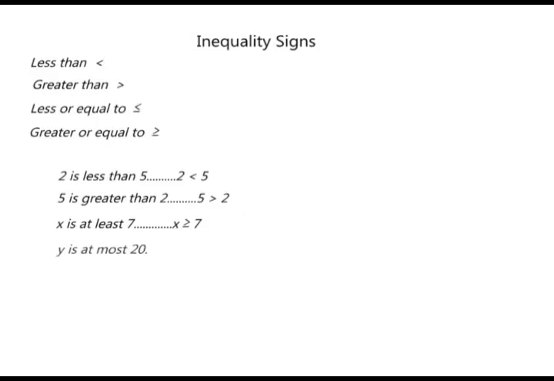Now imagine y is at most 20. This means that the greatest y can get is 20, and so it's either 20 or less. We say that y is less or equal to 20, and we write y ≤ 20. All this information can be represented on a number line.